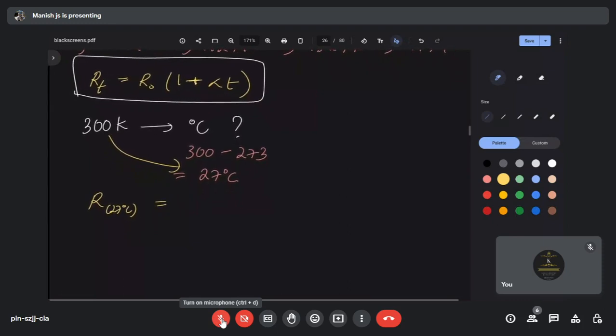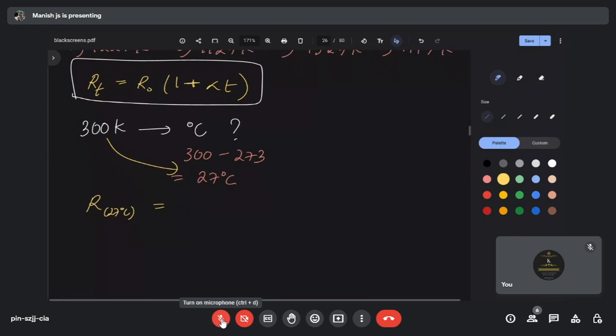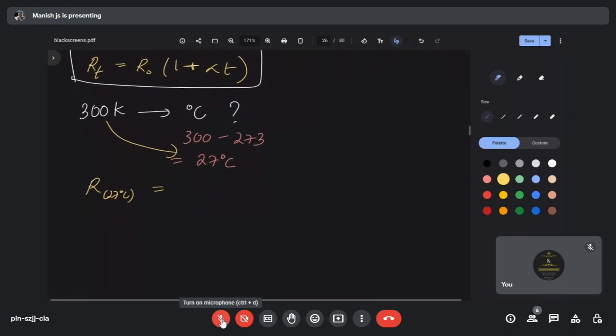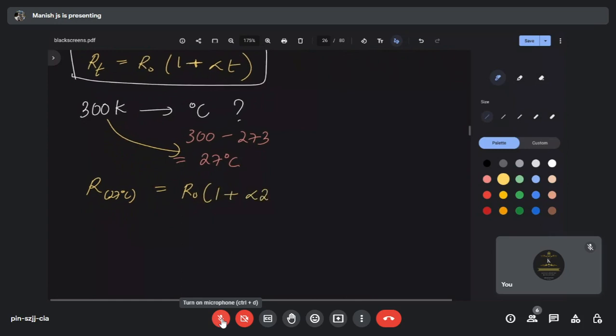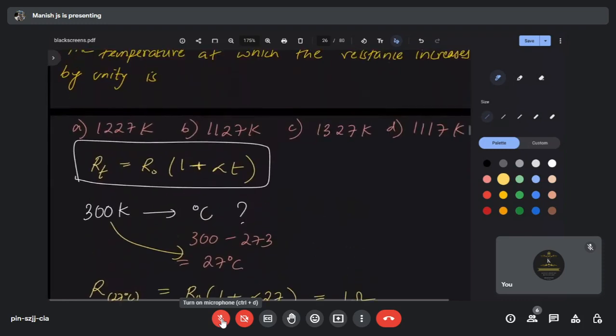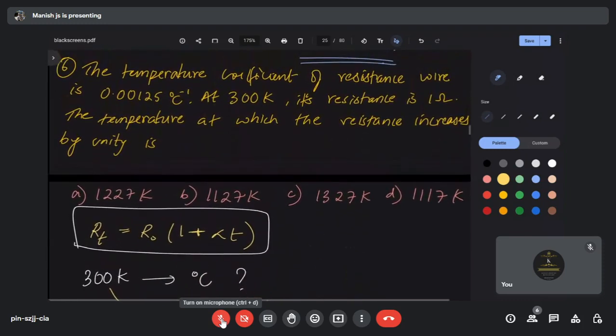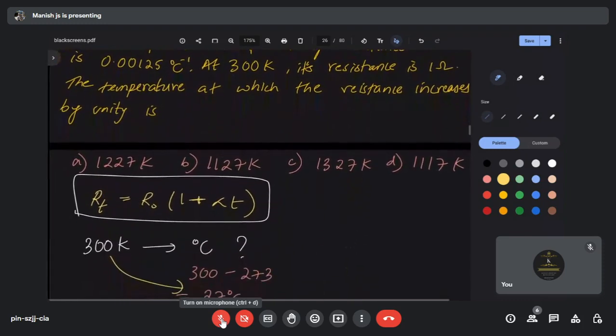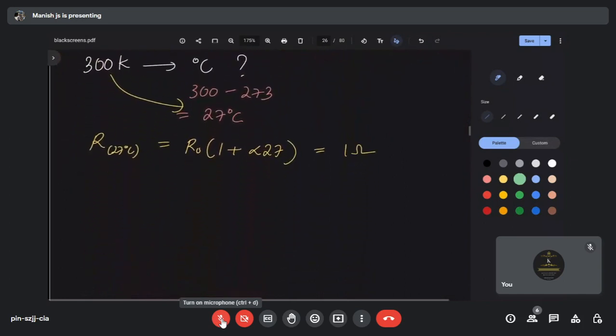R0 is nothing but the initial value of your resistance. R is equal to R0 into 1 plus alpha into T. So T is 27, so alpha into 27. So that value has been found out as 1 ohm. That is what is given in the question: at 300 Kelvin, the resistance is 1 ohm. So this is what we have.